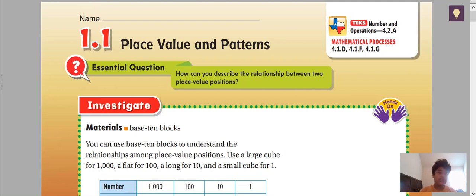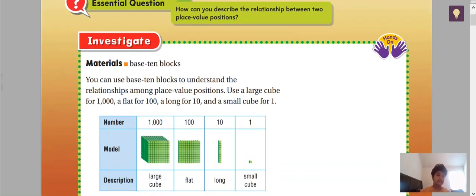So, let's get started. What's the essential question for today? How can you describe the relationship between place value positions? Take a minute and try to answer this question and comment down below. Whoever gets closer to the answer will get a shout out in my next video. So I'll leave this to you guys. What do you think the answer would be? After this video is over, you should have an idea what the answer should be. So let's get started.